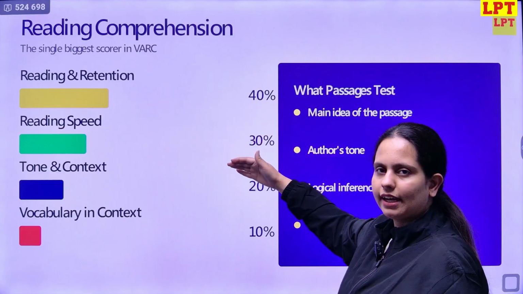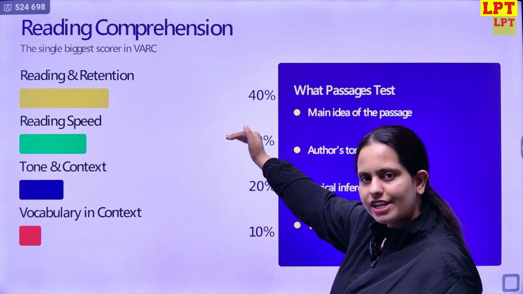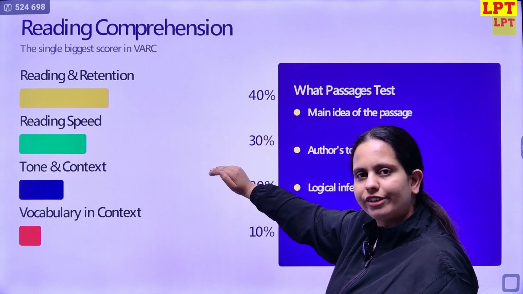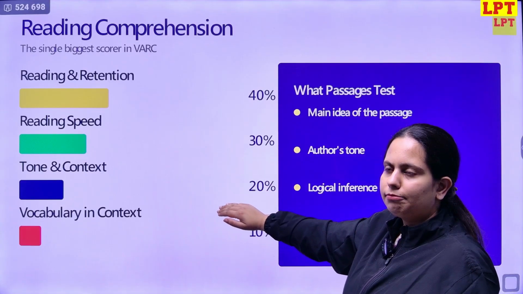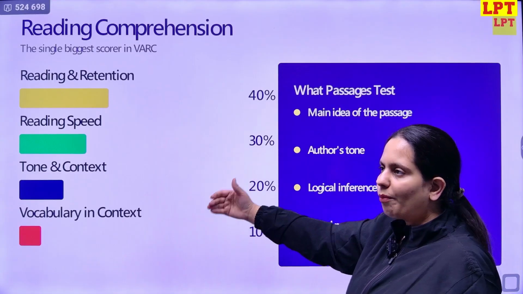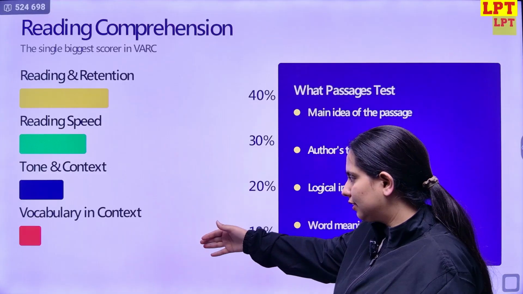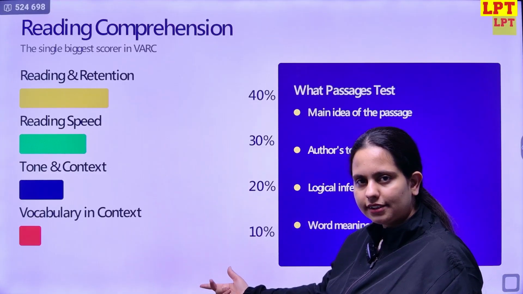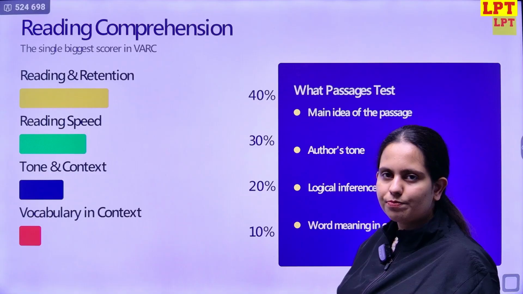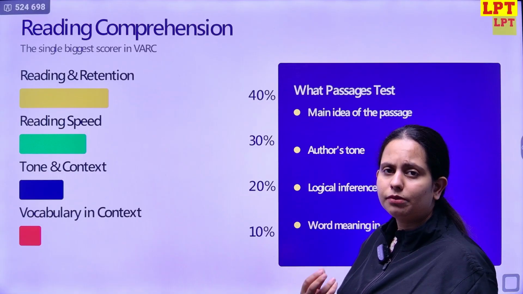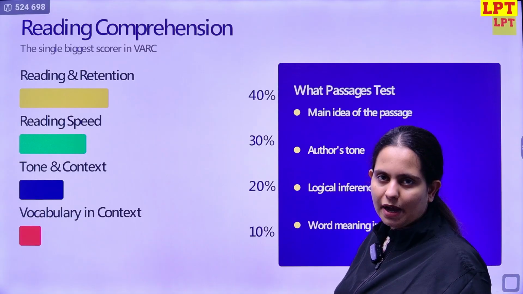Then on the second, we have reading speed. So you would have to focus on reading and retention. Then you would have to improve your reading speed as well. You would have to work on the inferences, like the topics related to the tones, main idea, and so on. And the thing that stands last in the preference list is the vocabulary in context. So obviously you should know the meaning of the words that are being used in the passage as per the context of the passage only.